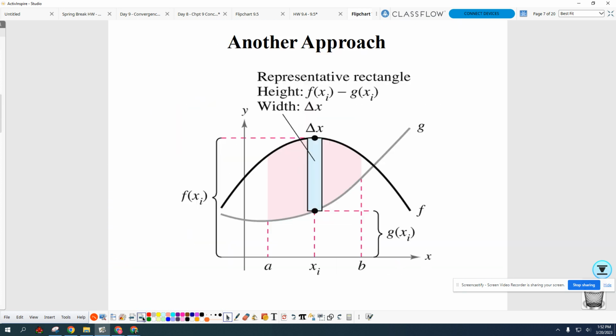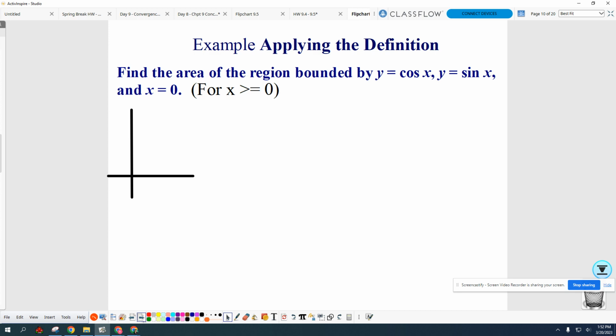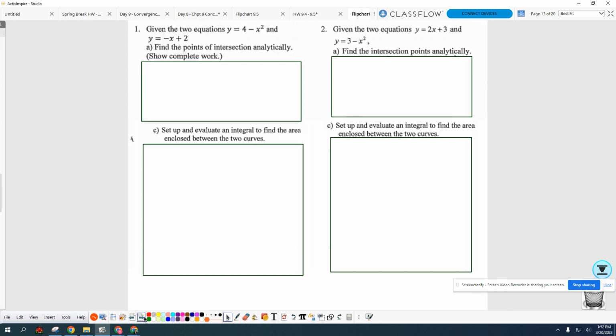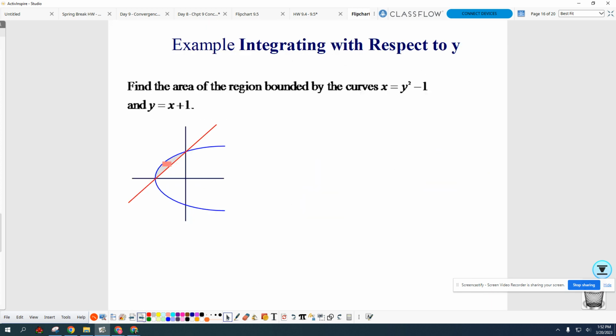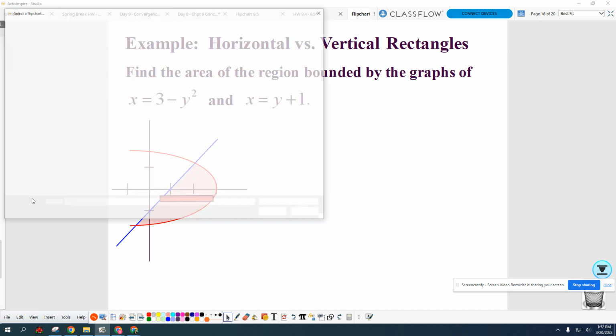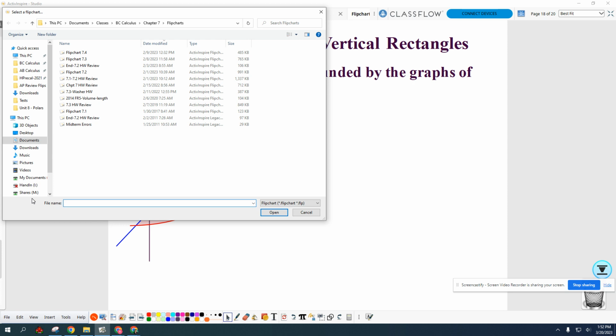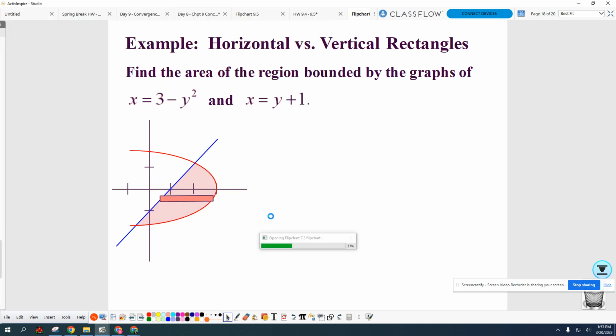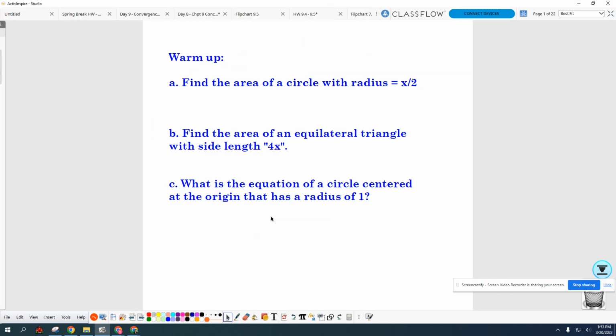Okay, so I'm doing the wrong thing. I'm really doing the wrong thing. 7.2, I want 7.3. I said that.